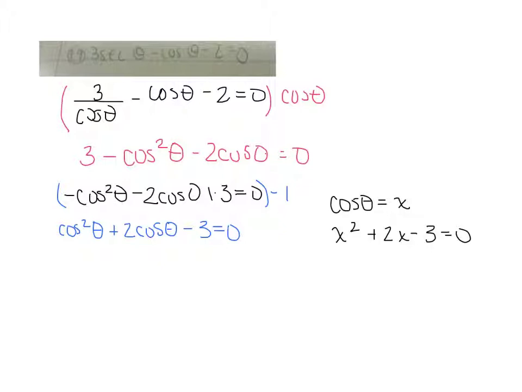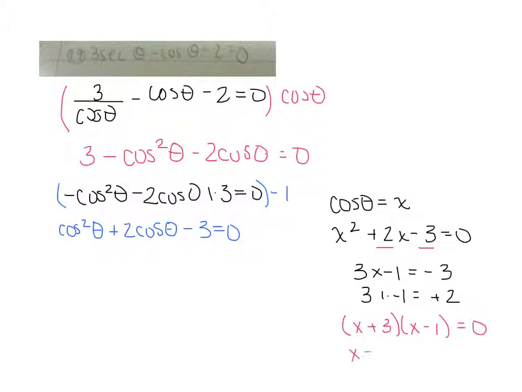I'm looking for two things that multiply to negative 3 that add to positive 2. And those two numbers would actually be 3 and negative 1. So 3 times negative 1 would equal negative 3. 3 plus negative 1 equals positive 2, which are b and c. So our factors are actually x plus 3 and x minus 1 equal to 0. And solving for this, we get x equals negative 3 and x equals 1.